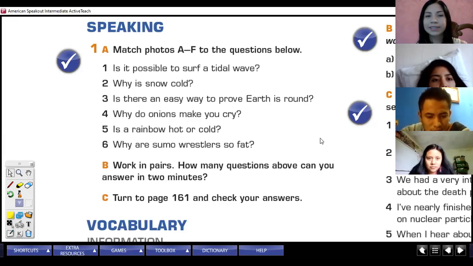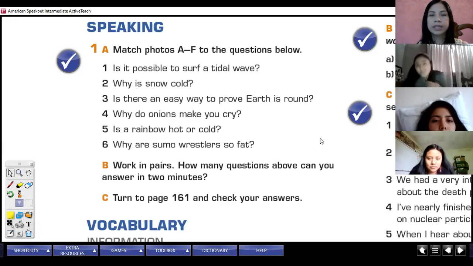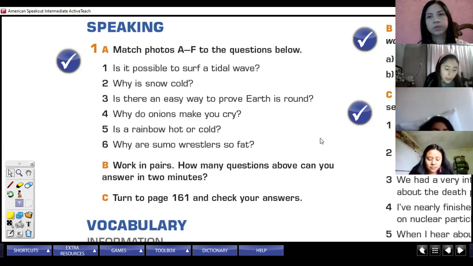Who can read the answer? Okay, Vienna. Neither hot nor cold. A rainbow is an optical phenomenon caused by the refraction and reflection of sunlight by water. It is the same temperature as the air around it. So it is not about temperature, it is just the reflection of light.